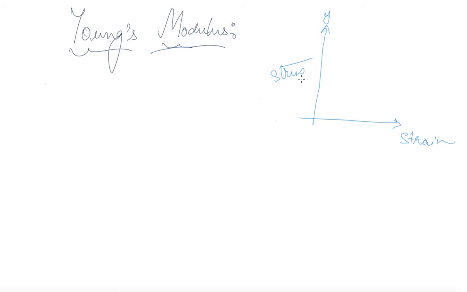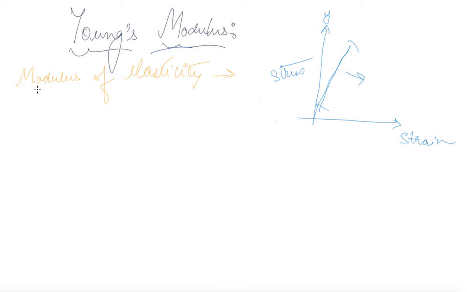So you are basically concentrating on the region that was proportional. This was a straight line. So you are concentrating on this particular region while you study Young's modulus. That is the modulus of elasticity. So what is modulus of elasticity? I have used the term modulus of elasticity.